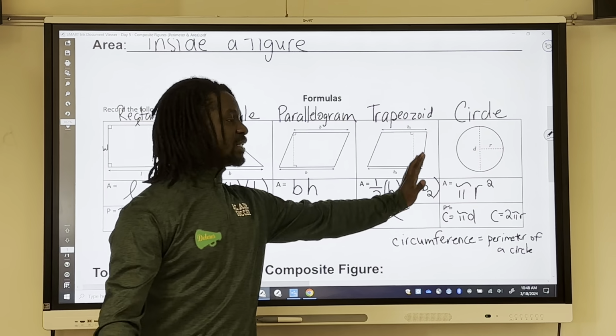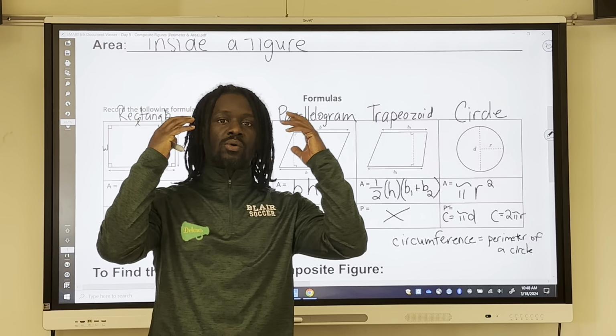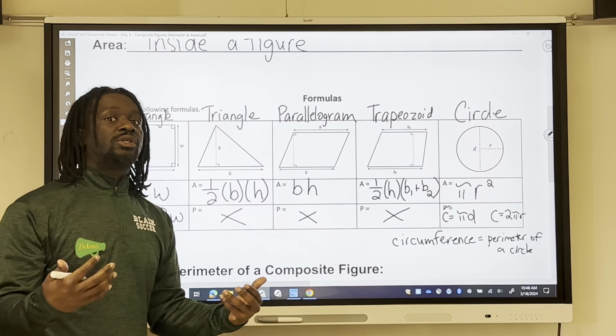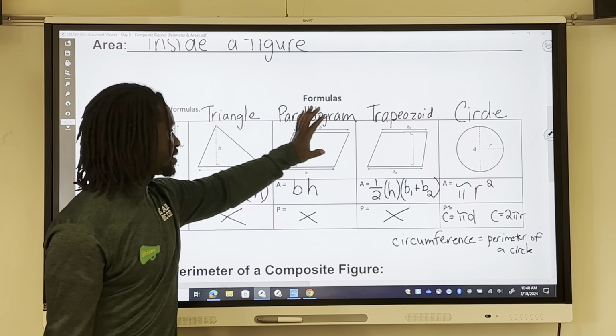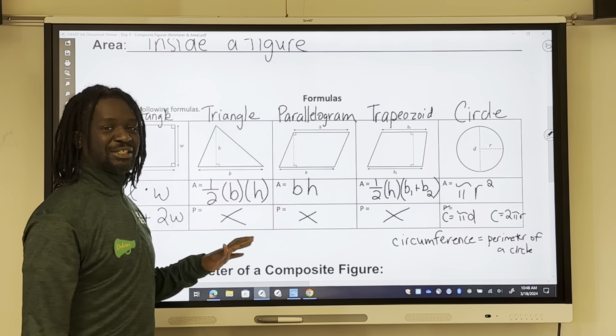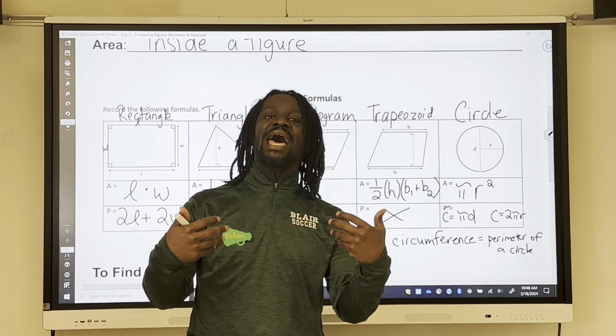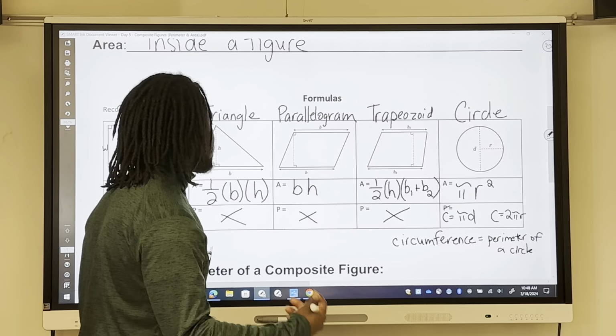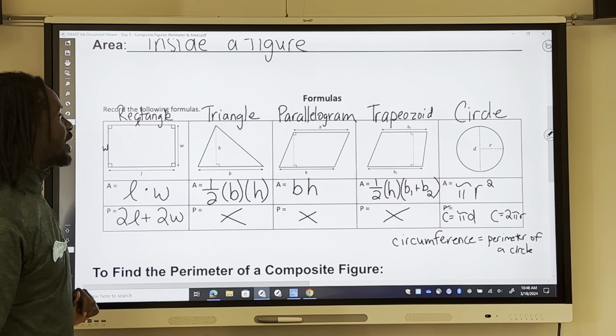Guys, you're going to be given this note sheet. I know that is a lot, but here's what you need to know. You don't need to memorize this because you're going to be given all of this information. All you need to do is know how to use it, and when to use what formula.